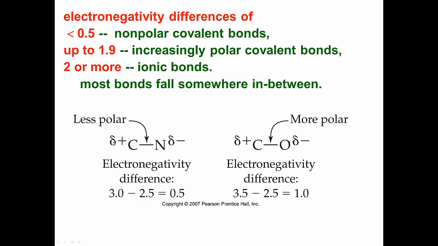Notice we put these partial positive and partial negative charges on each atom. The more electronegative atom gets the partial negative. The less electronegative atom gets the partial positive.